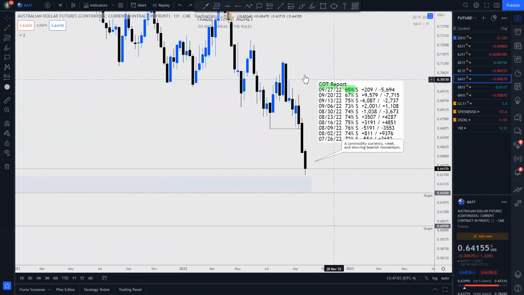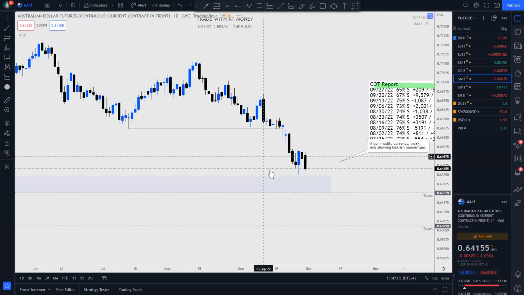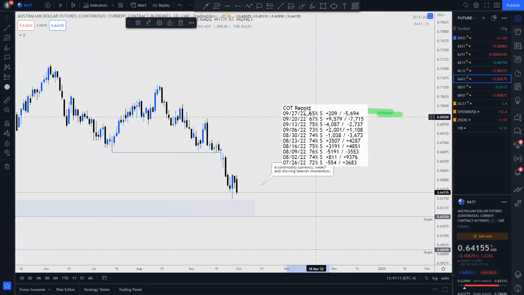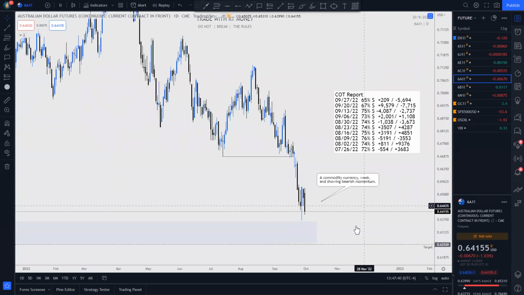But you see, I have some highlights on this COT report here that say, on the last COT report, 65% of the institutions are short. But they're closing shorts, minus 5,694. What did they do the previous week before that? They closed a bunch of shorts, minus 7,715. They're adding long positions. That's giving us a clue as to what their sentiment is.